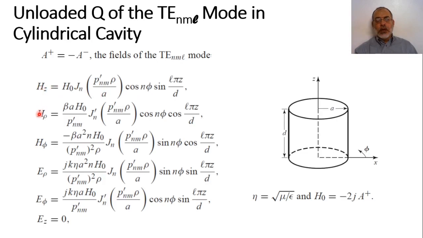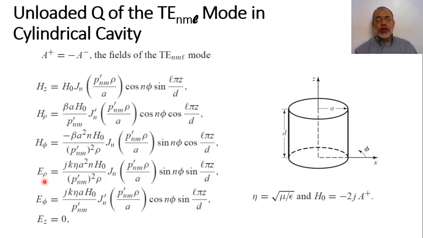From this Hz, we can calculate H rho as beta a multiplied by the magnitude H naught over p dash nm multiplied by J dash n. J dash here is the first derivative of the Bessel function of first kind of order n of p dash nm rho over a. This is the rho dependence of H rho. Cosine n phi, cosine l pi z over d. H phi is given by minus beta a squared n H naught over p dash nm squared over rho multiplied by J_n of p dash nm rho over a, sine n phi, cosine l pi z over d.